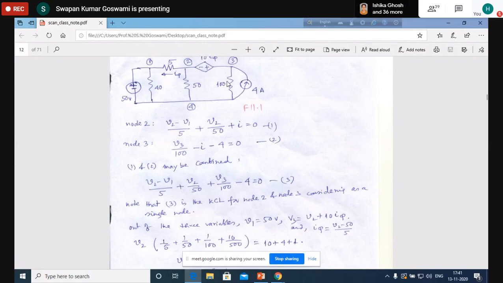The two nodes are to be connected through an ideal voltage source, then only you can form those two nodes as a supernode.